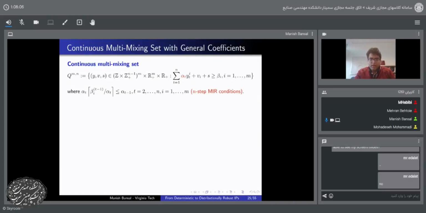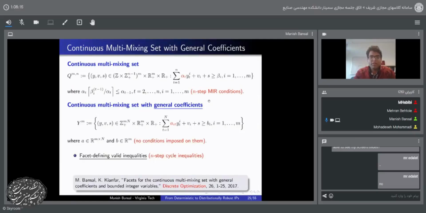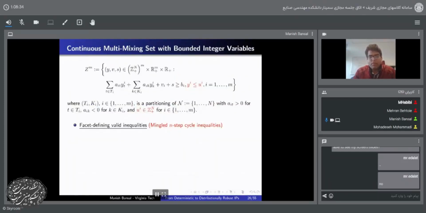While explaining QMN, I mentioned that the coefficients have to satisfy the so-called n-step MIR conditions. So after that paper, we further extended our results for the case where no conditions are imposed on them. And we provided some facet-defining extensions of n-step cycle inequalities in this paper. Furthermore, we considered the case where you have multiple constraints, but also bounds on the integer variables as well. And we developed this new class of inequalities referred to as mingled n-step cycle inequalities.